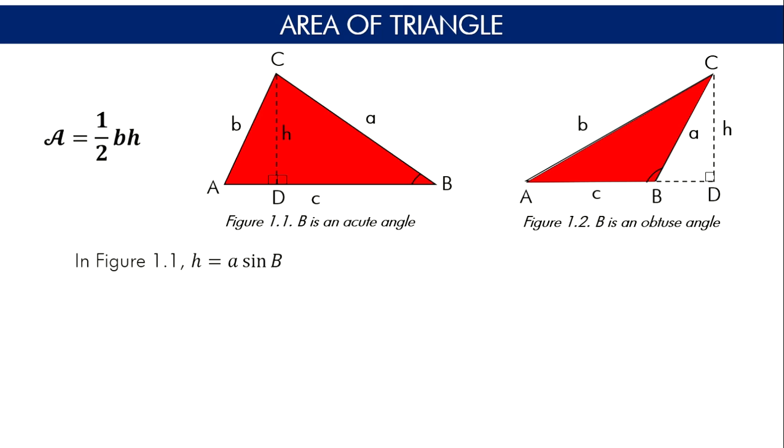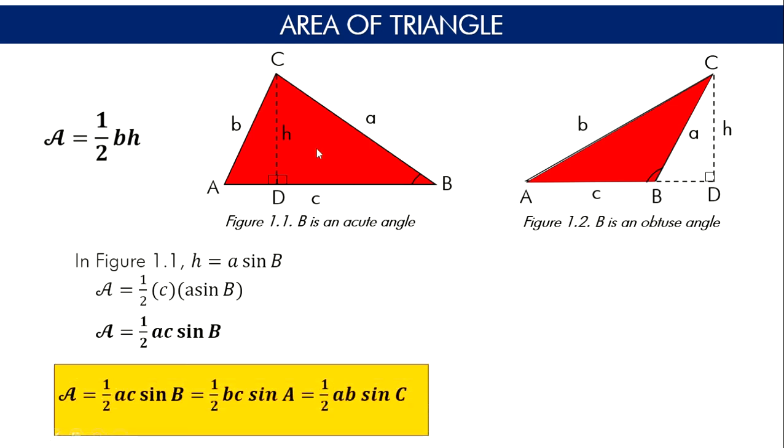As you can see here, the base of this triangle is C, and the height of this triangle is A sine B. So let's substitute it in our formula: 1/2 times the base, which is C, and then the height, which is A sine B. As we simplify that, we'll obtain 1/2 AC sine B. In the same manner, if we explore figure 1.1, we'll also obtain that 1/2 AC sine B is equal to 1/2 BC sine A is equal to 1/2 AB sine C.